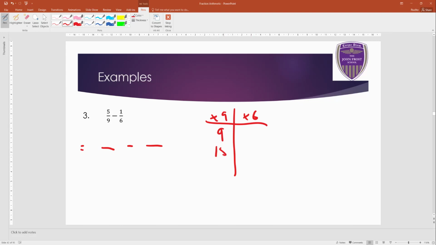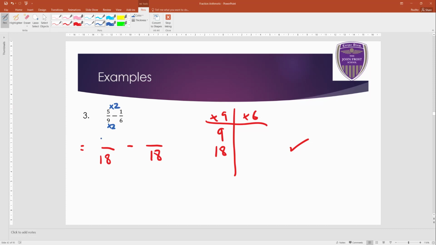2 9s are 18. Does 6 go into 18? Yep, it does. So I'm going to pick 18 for my common denominator. And again now, the left-hand fraction, how many 9s are in 18? 9 times 2 is 18.